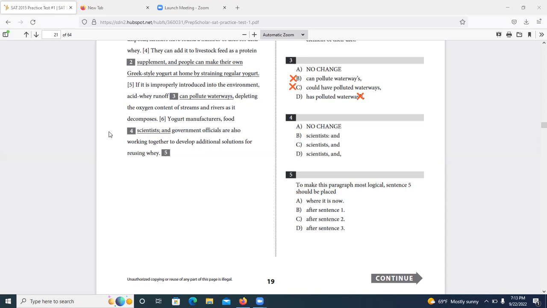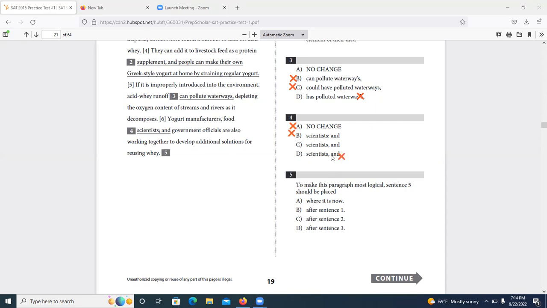All right, let's move on to number 4. Yogurt manufacturers, food scientists, semicolon, and government. I know that semicolon and is wrong right there. When we have a list of 3 or more things, it's comma, comma, and, not comma, semicolon, and. So I know A is wrong already here. It's comma, comma, and. So I know B is wrong.